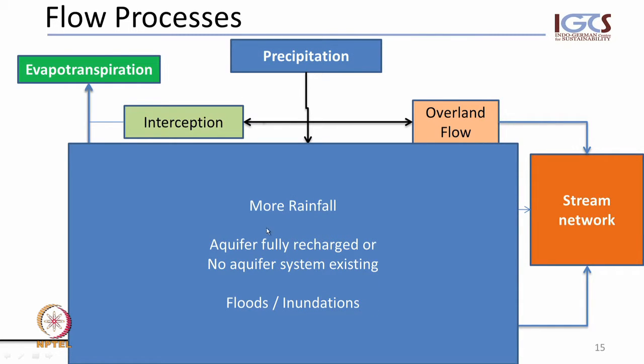Let's now imagine that our rainfall continues or increases in intensity. Our aquifers are fully recharged, or we don't have an aquifer, we don't have permeable layers here, then what we would see here is large inundations. We would see flood events taking place on our surface here.